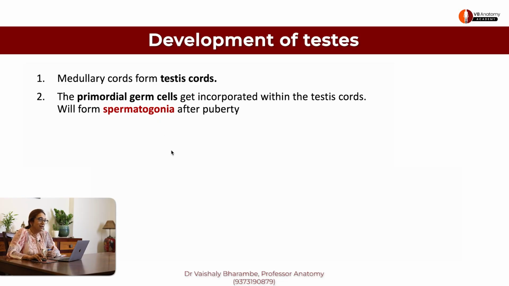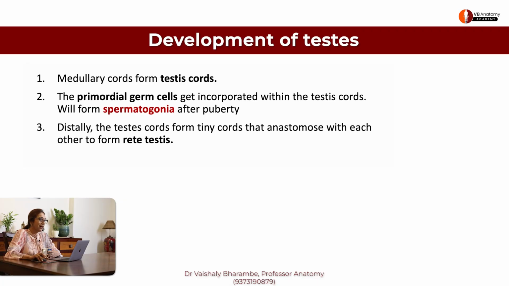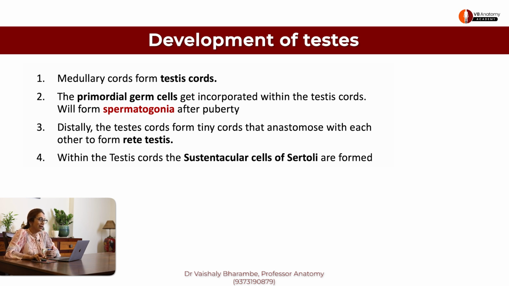Right. So now what's happening, okay? The medullary cords will form testicular cords. Primordial germ cells are incorporated into the testicular cords. When the boy achieves puberty, these primordial germ cells will multiply to produce spermatozoa. Distally, these same testicular cords unite to form an anastomotic network, the rete testis. I'll show you an image, you will understand. Just wait it out. So within those testicular cords, okay, you start to develop cells called sustentacular cells of Sertoli.